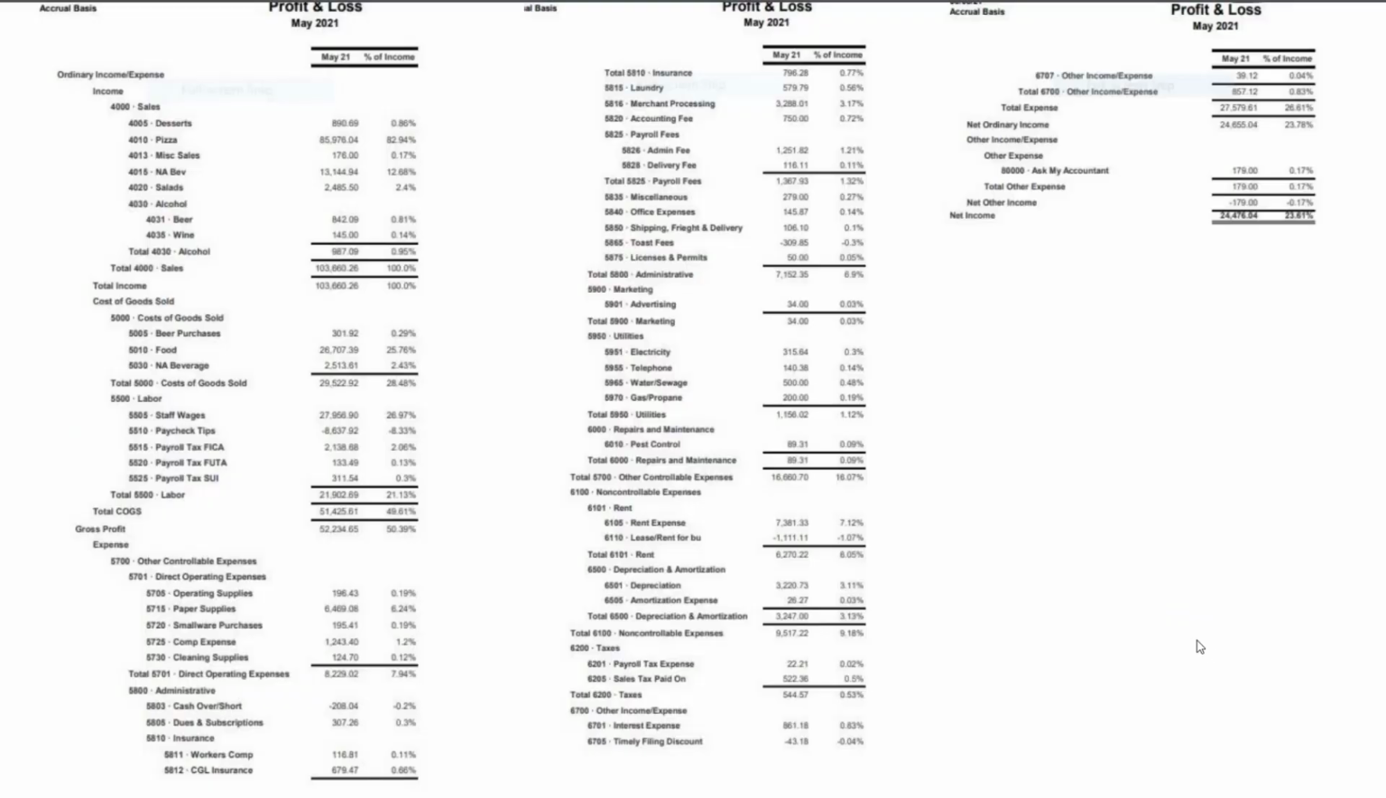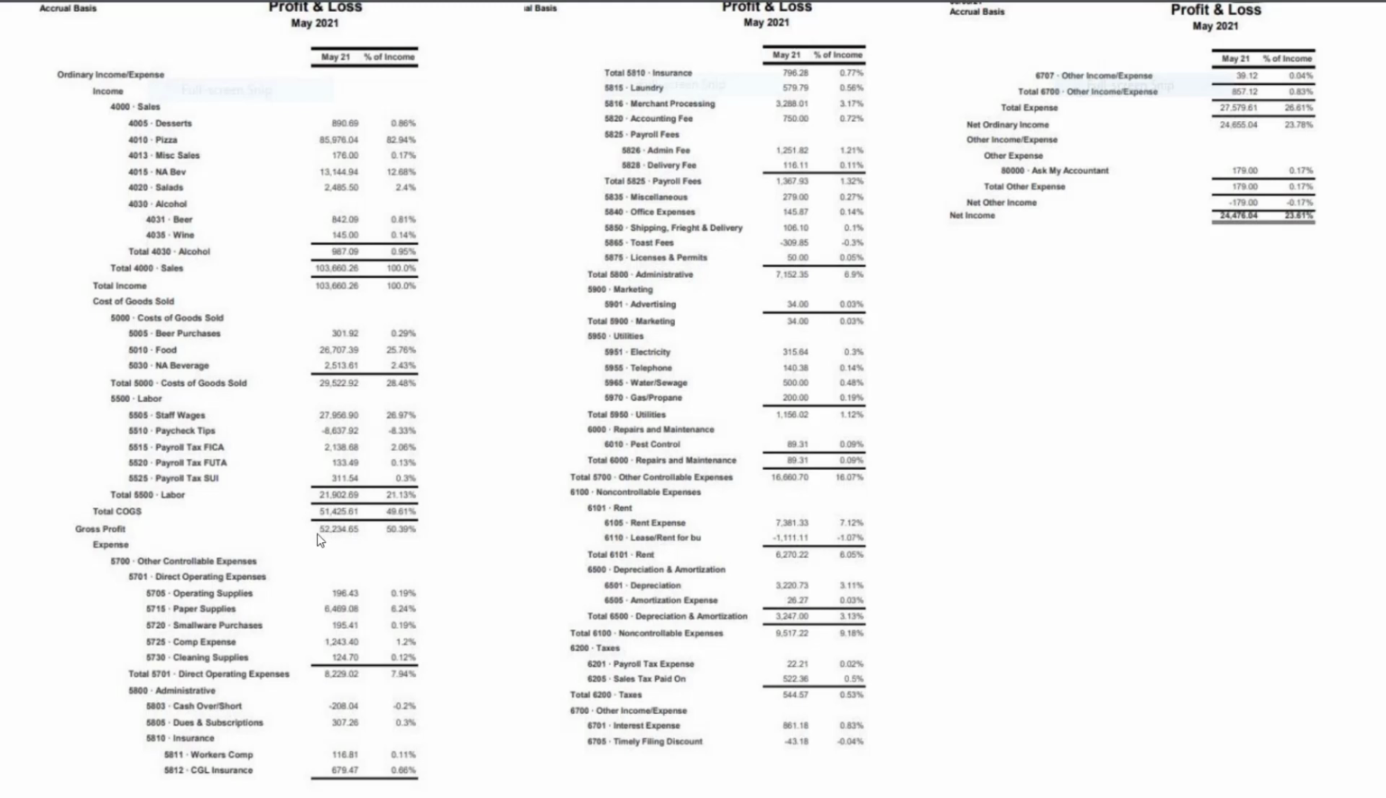So back to the income statement. It said that if we wanted to look at our gross profit margin, we would take our total revenue, which is $103,000, and we would subtract our total cost of goods, which is listed right here.